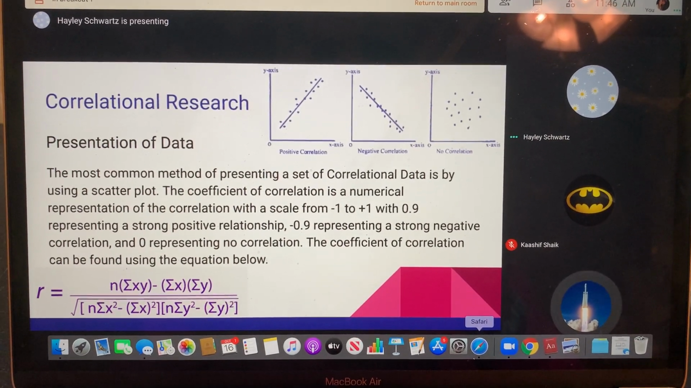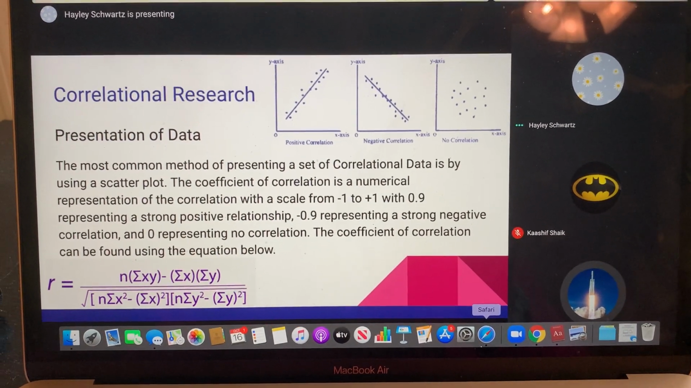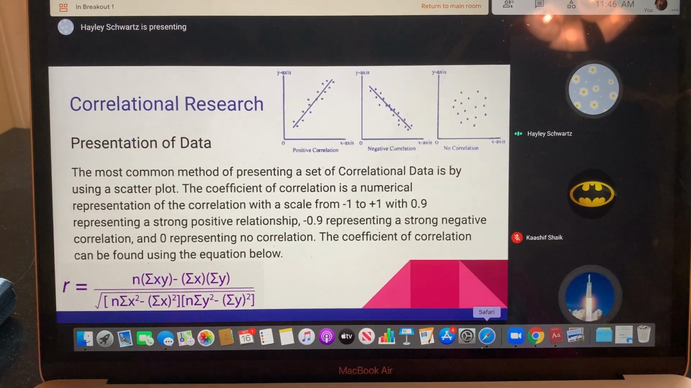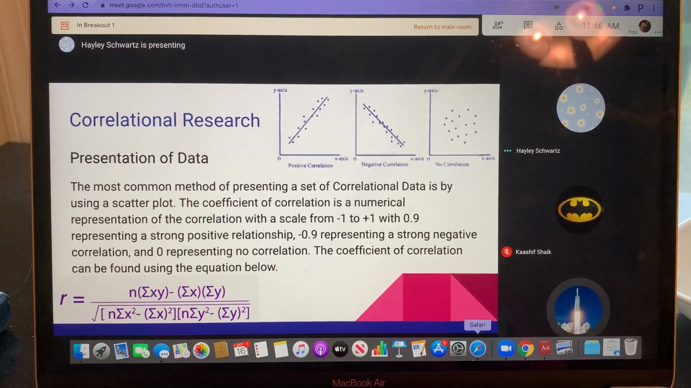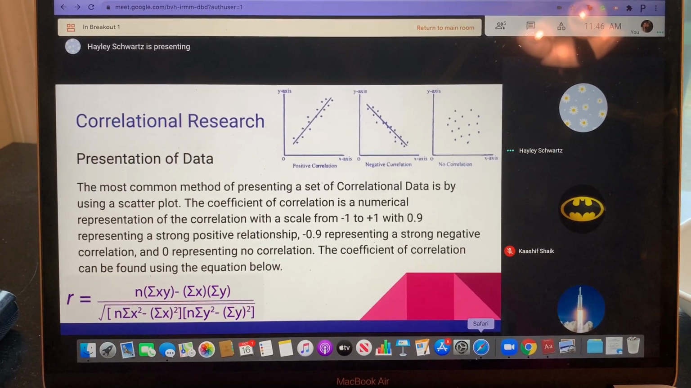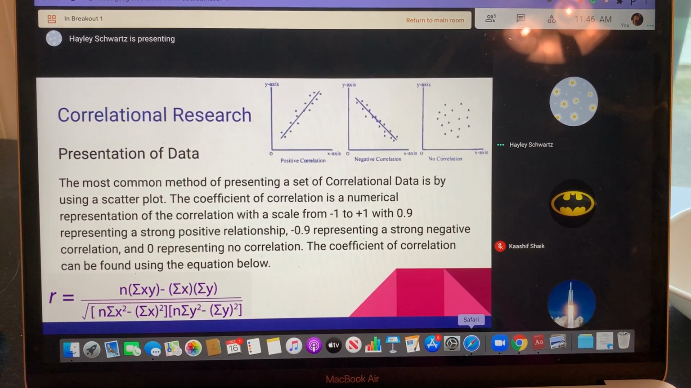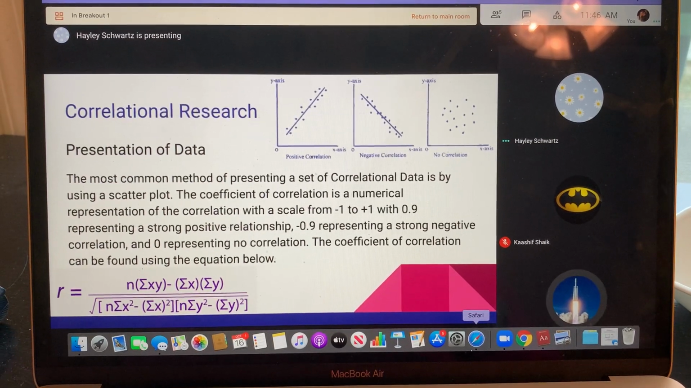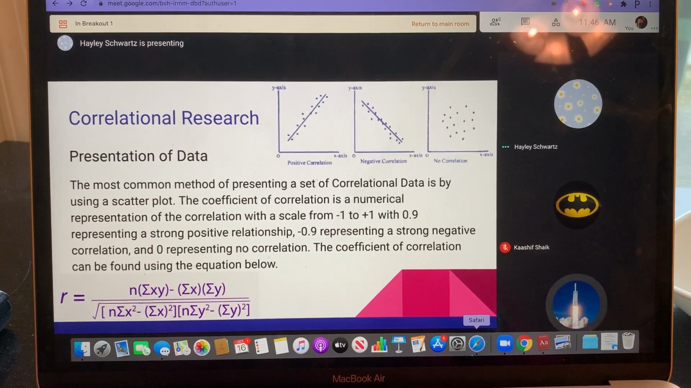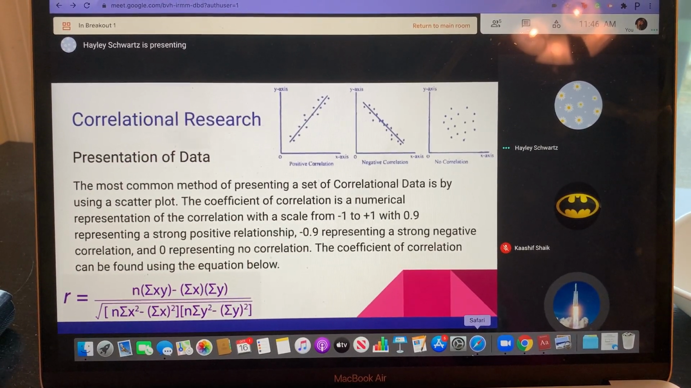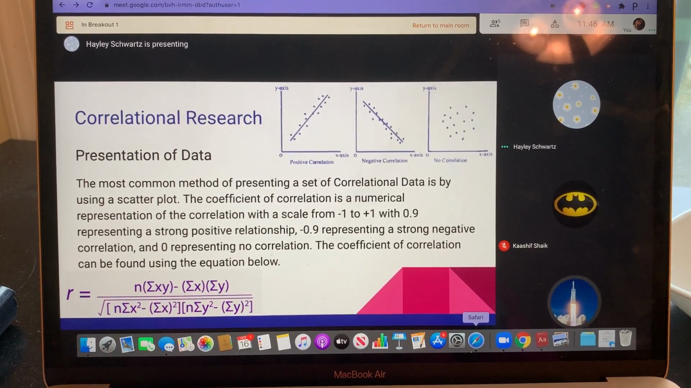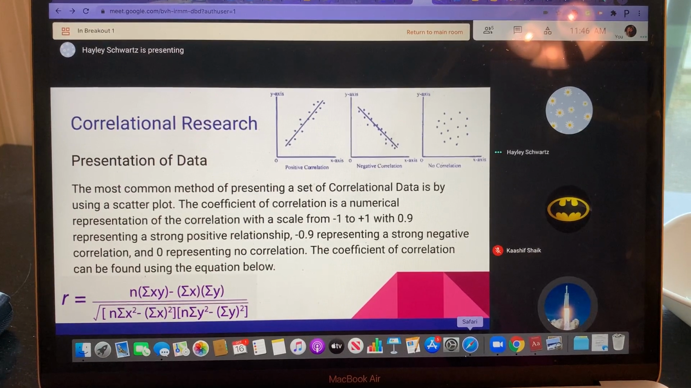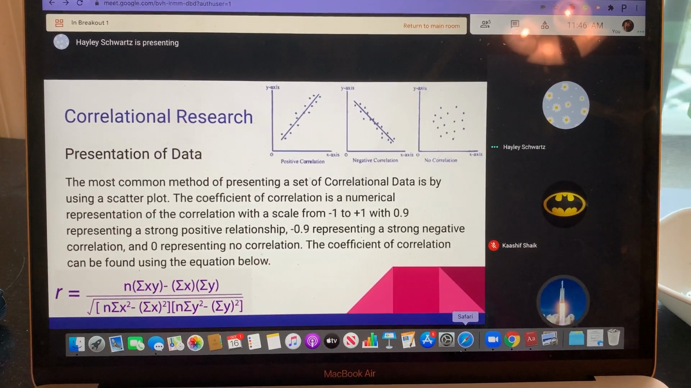The most common method of presenting a set of correlational data is by using a scatter plot. The coefficient of correlation is a numerical representation of correlation with a scale from -1 to 1, with 0.9 representing a strong positive relationship, -0.9 representing a strong negative correlation, and 0 representing no correlation. The coefficient of correlation can be found using the equation below.